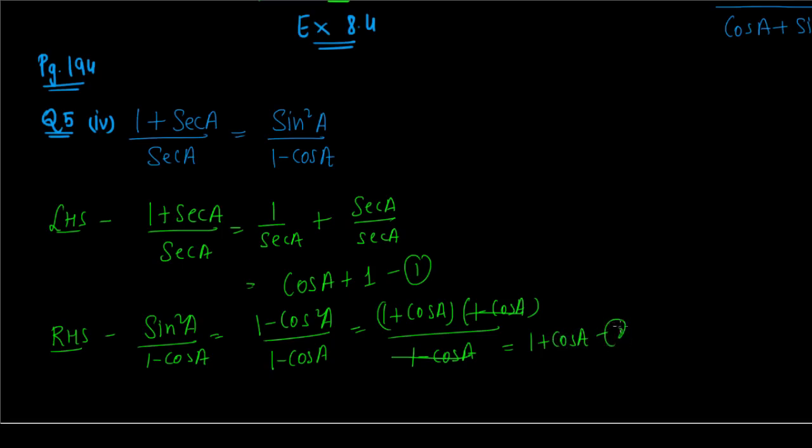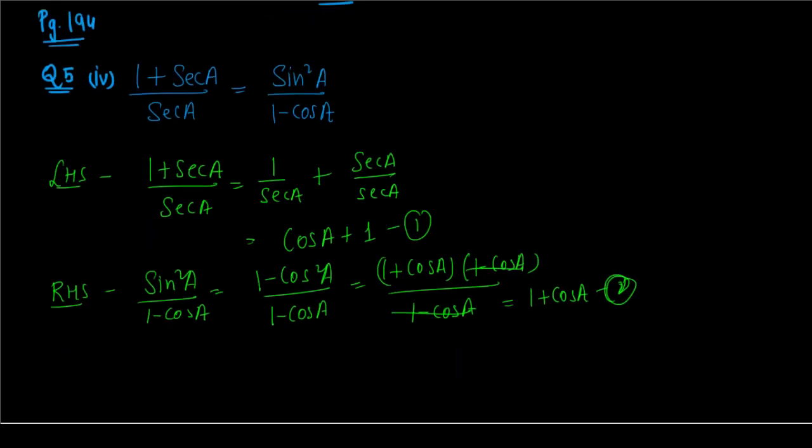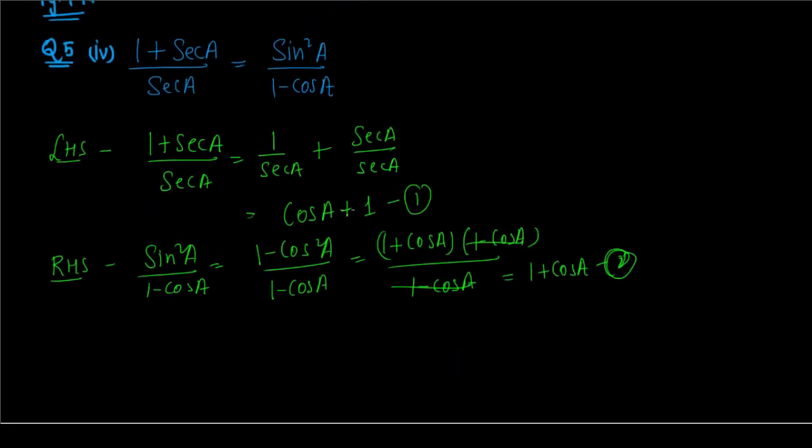Equation 2. Now if you look at 1 and 2, you see that both the LHS and RHS yield the same result. LHS is also cos a plus 1 and RHS is also cos a plus 1 or 1 plus cos a. Now since 1 and 2 are equal, it implies LHS is equal to RHS. Hence proved.